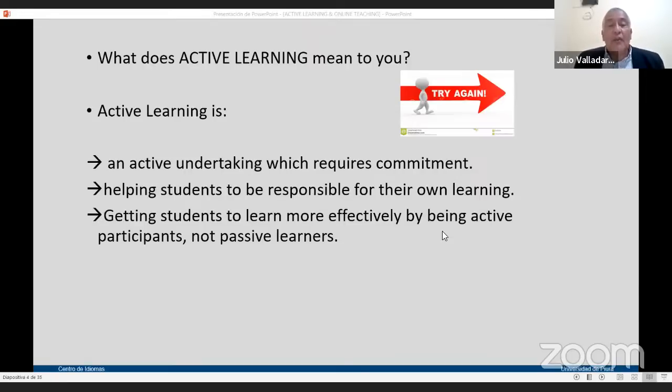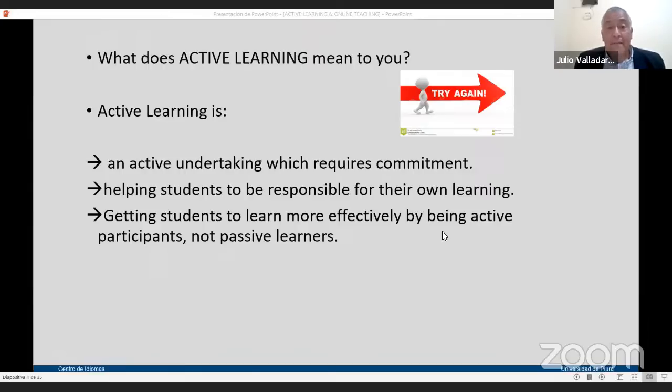Active learning is getting students to learn more effectively by being active participants, not passive learners. For example, now I wish we were all in front of each other, looking at our faces, getting into breakout rooms, discussing, and then coming back to the main room and sharing our ideas, because you would be more active. But now we are here. So how can we get our students to learn more effectively by being active participants?